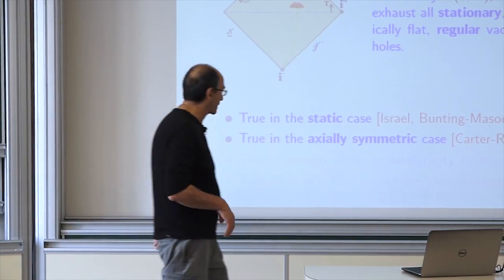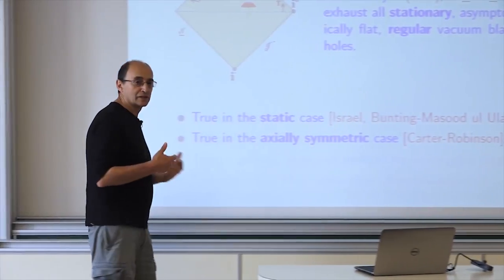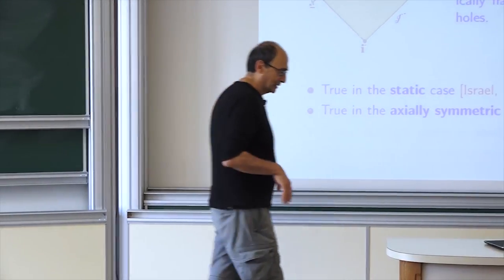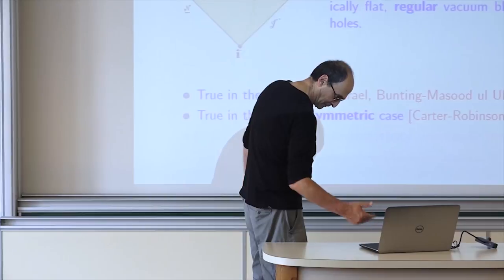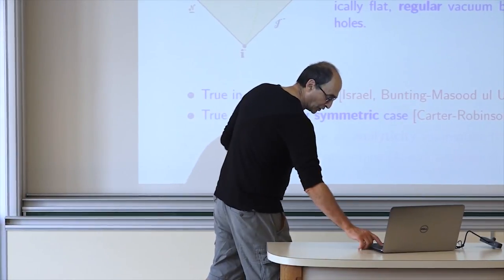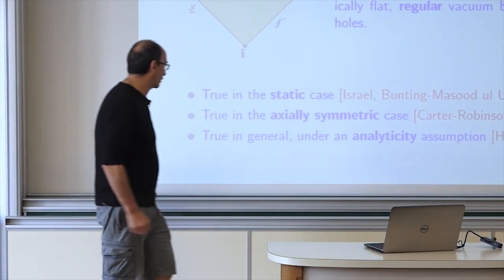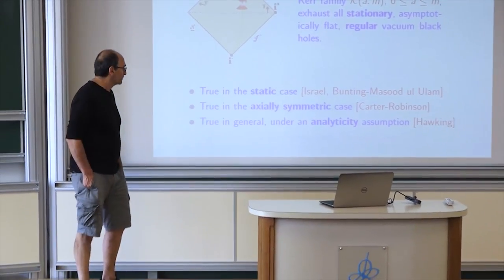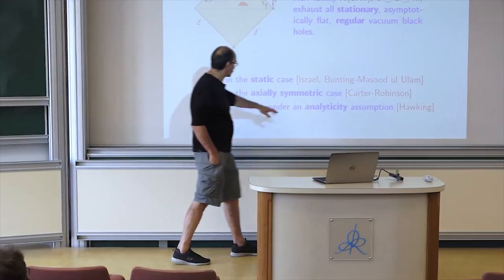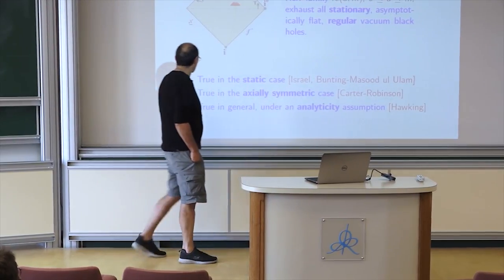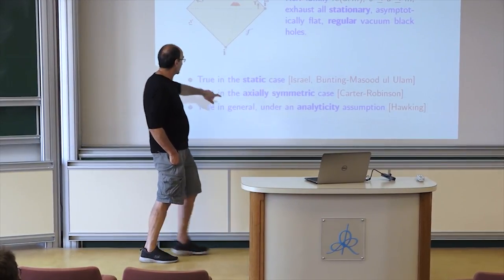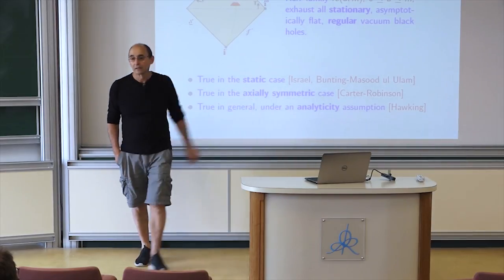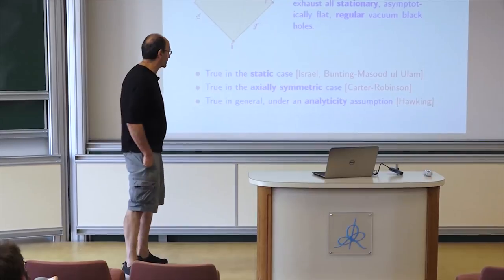Right. That's a result which is based on elliptic theory. It's a reduction to harmonic maps. Beautiful result, highly non-trivial and well known. And then, the other result which was known is an observation due to Hawking, which was that if you also assume analyticity, then the result is true in general. In other words, analyticity and stationarity implies axial symmetry. Okay? And I mentioned a little bit about this result last time.